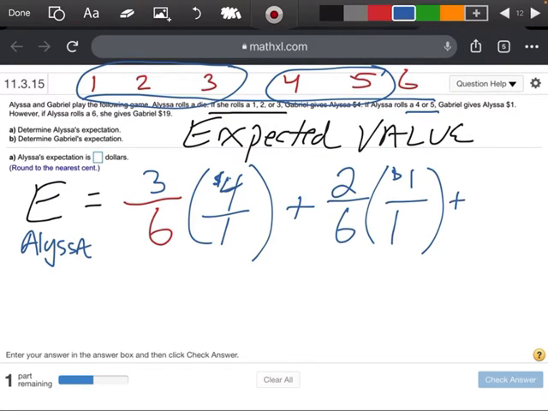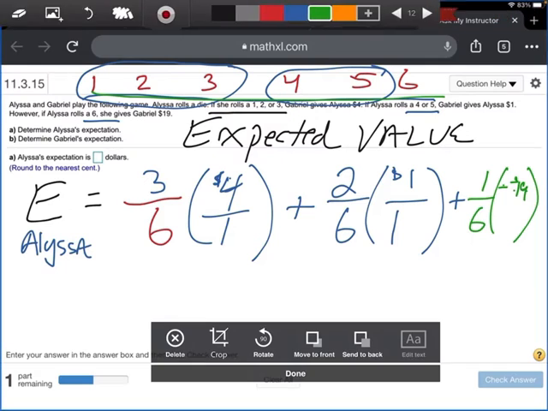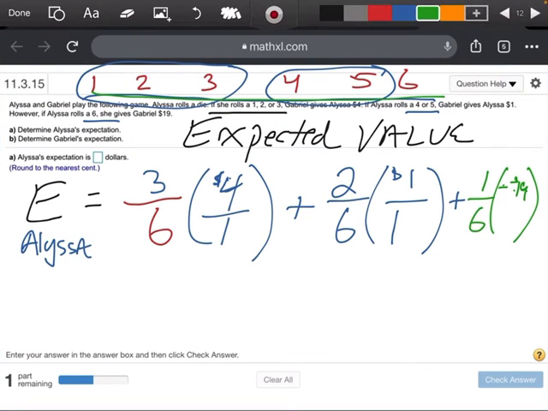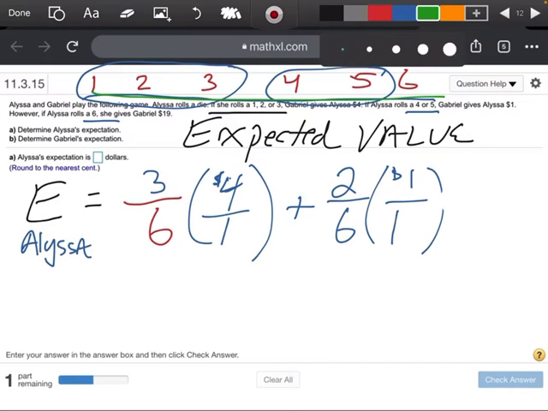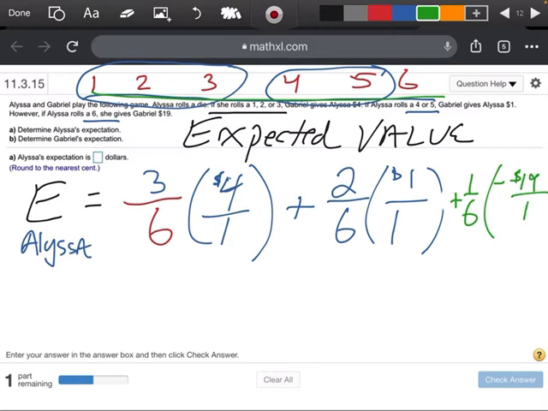And then I'm going to do this one last time. But if she rolls a 6, so again, out of these numbers up here, how many of them are 6? Just one of them. One of those numbers is 6. And she has to give Gabriel $19. So that's going to be a negative 19. Let me fix that because it looks a little messy. So let's do it like this. Okay, plus 1 over 6. And then a negative, there we go, 19 over 1.